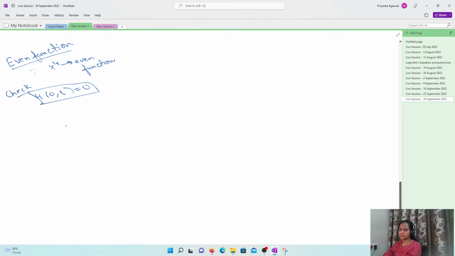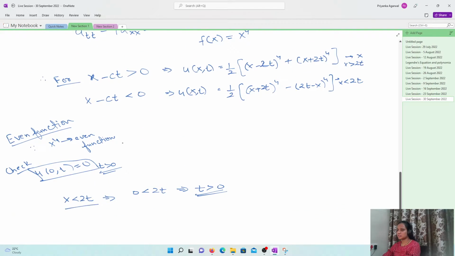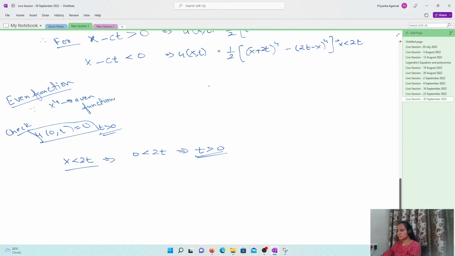Okay. Now for x less than 2t, that means 0 is less than 2t, that means t greater than 0. Now for this boundary condition is what we have, right? So for this case, this is the solution, and we see that u(x, t) is equal to 0 in this case. Hence we can say that this is satisfied for x less than 2t, which implies for t greater than 0.